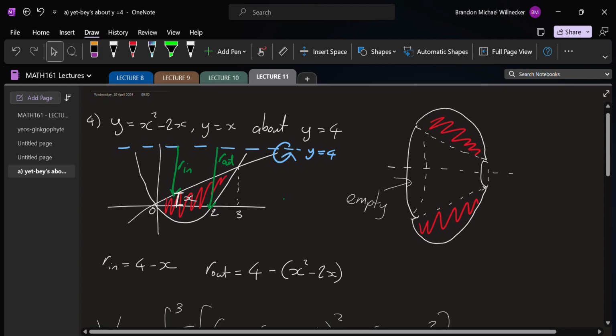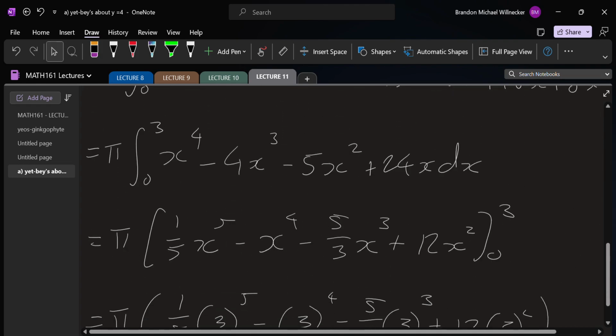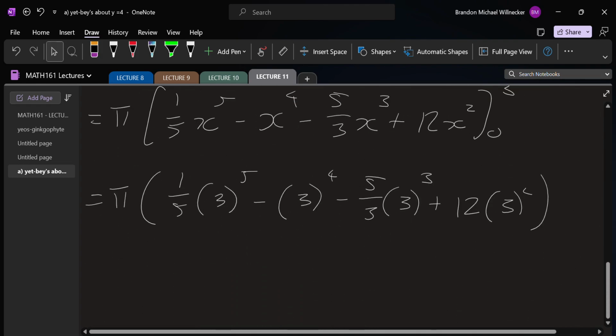Okay, so again, if we have a different axis of rotation, the R in and the R out must be measured from the axis. So from the axis to the line y equals x, that's going to be R in. From the axis to the parabola, that's R out. Your R in and R out is always measured from the axis, whatever it might be. Any questions before we move on?